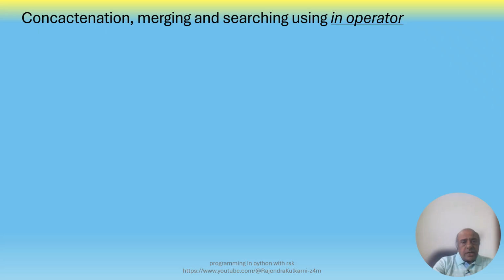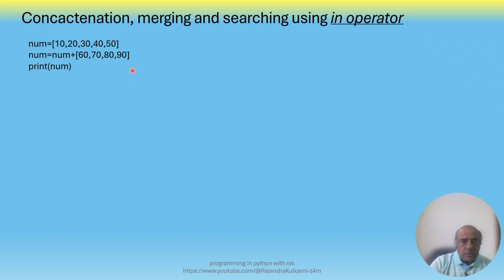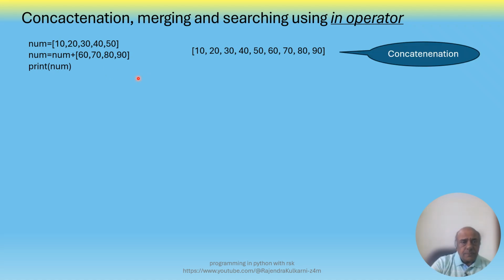We can concatenate, merge and search using the in operator. So num is equal to num plus another list, 60, 70, 80, 90 are its contents. What we get is a new list with all these contents occupying their respective indexed positions. This is called concatenation. Two lists are concatenated.